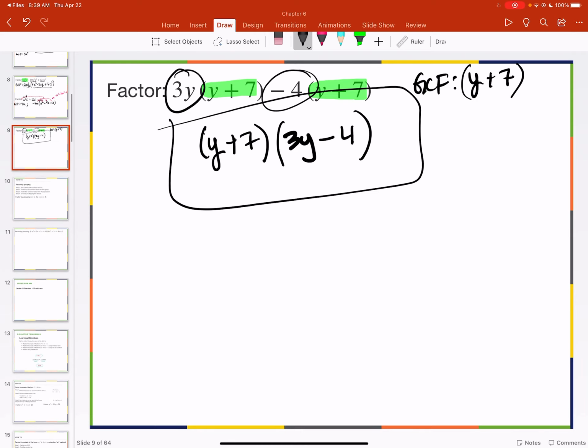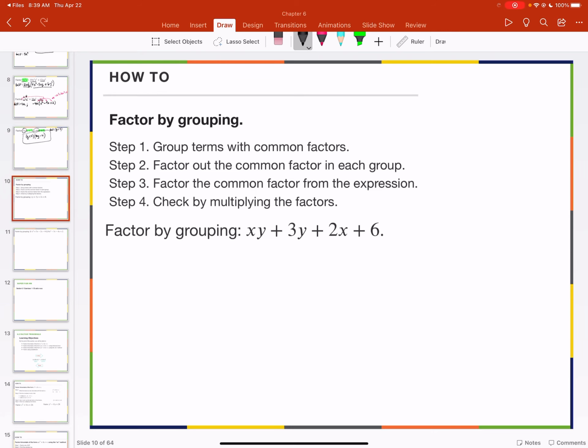Okay. So this leads us to this method called factoring by grouping. So when you have 4 terms, sometimes more, we take the terms and we group them 2 by 2, and then we factor out the GCF of each one. And then when you have another GCF, we take that out. So I'll show you what I mean.